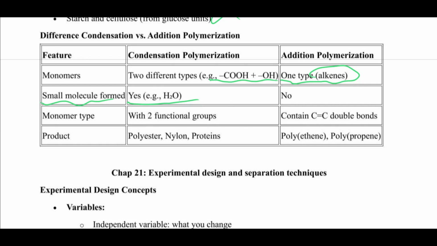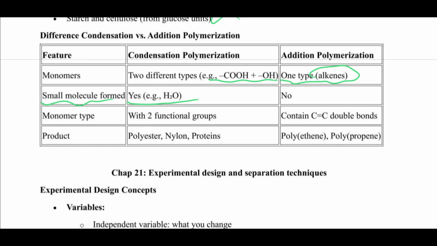Now let's see the monomer type. In condensation polymerization, the monomers must be bifunctional or difunctional. You can say difunctional group. It should have two functional groups, one on each side of its chain. So if a chain has two functional groups, one on the right side and one on the left side, then only these monomers can do condensation polymerization. If a monomer doesn't have two functional groups, it cannot do condensation polymerization.